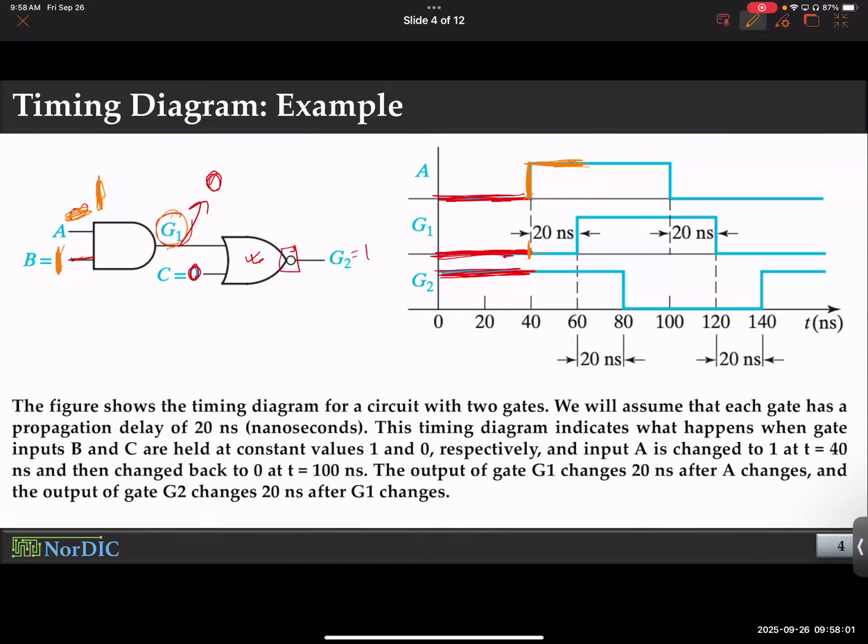This is an AND gate. What should be the output? Can anybody tell me? This is 1 now, and this is also 1. The output should be 1. But notice G1 stays at 0. Why is that?